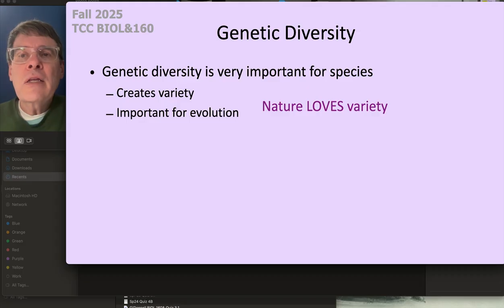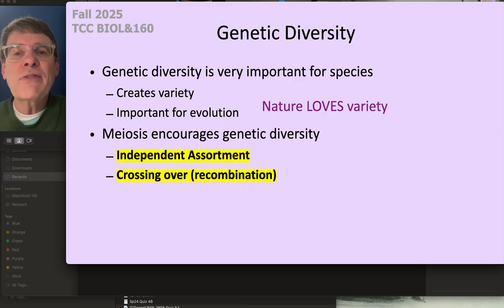Nature loves variety. This is part of the process for evolution. Nature creates an incredible variety of possibilities and then selects which of those are most fortunate to succeed in the competitive nature of life.